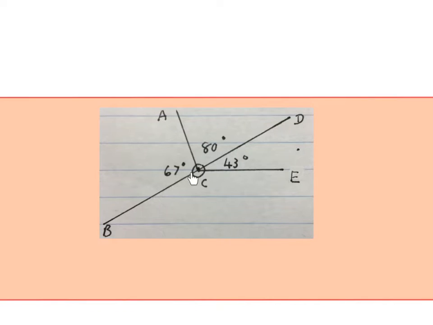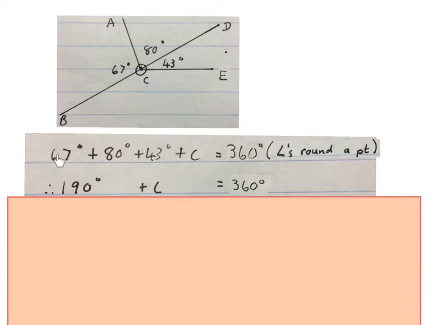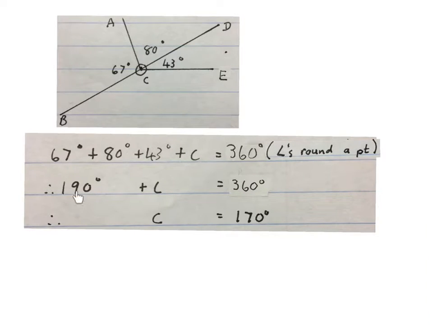Although this line looks like a straight line, don't assume anything in geometry. So we don't look at it that way. The first thing we do is write the statement and the reason for that statement. The statement says 67 degrees plus 80 degrees plus 43 plus C equals 360, angles round a point. Then we add these numbers, which gives me 190. We can use a calculator here. Plus C equals 360. Then we minus the 190 from the 360 and we get 170.